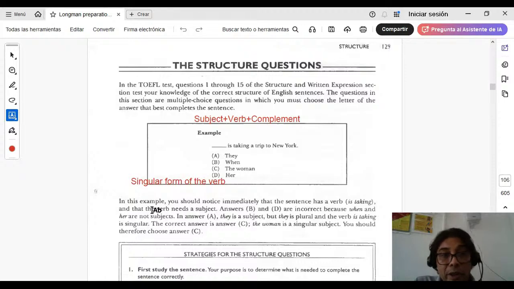So as explained here, in this example, you should notice immediately the sentence has a verb, is taken, and the verb needs a subject. Okay, so answers B and D are incorrect because when and her are not subjects. In answer A, they is a subject, but they is plural, and the verb is taken is singular. So the correct answer is C. The woman is a singular subject. You should therefore choose answer C.